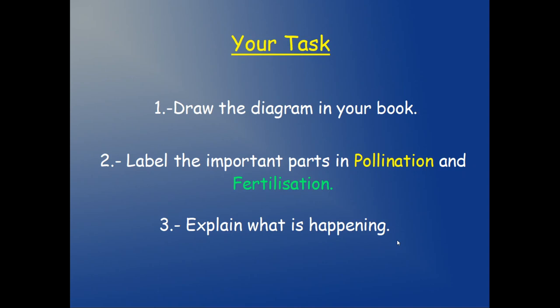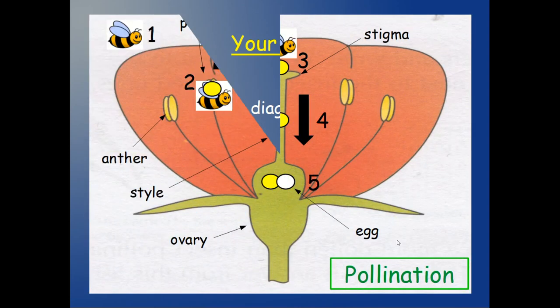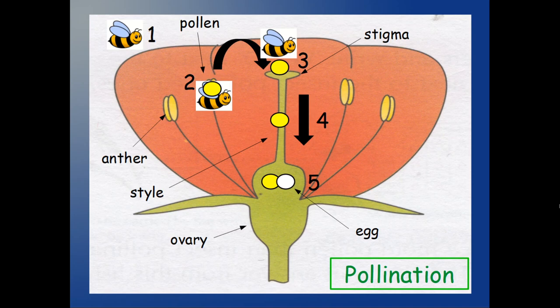Okay? As an example, I give you this one, for example. Alright, you can see it on the website anyways. The bees come, the pollen gets stuck on them, the pollen falls onto the stigma, goes down through the style, to the ovary, joins the egg. This is the pollination. I forgot the seed.